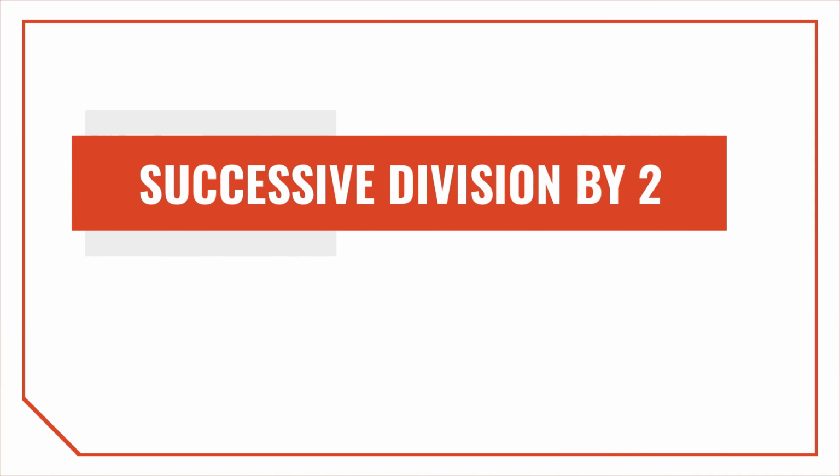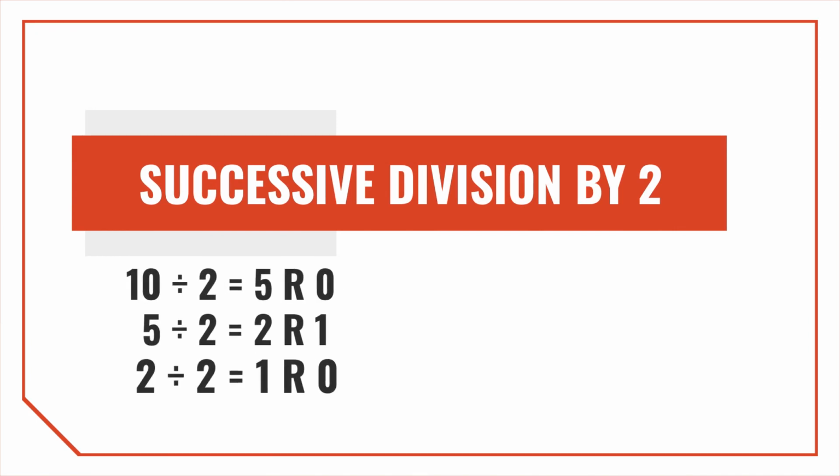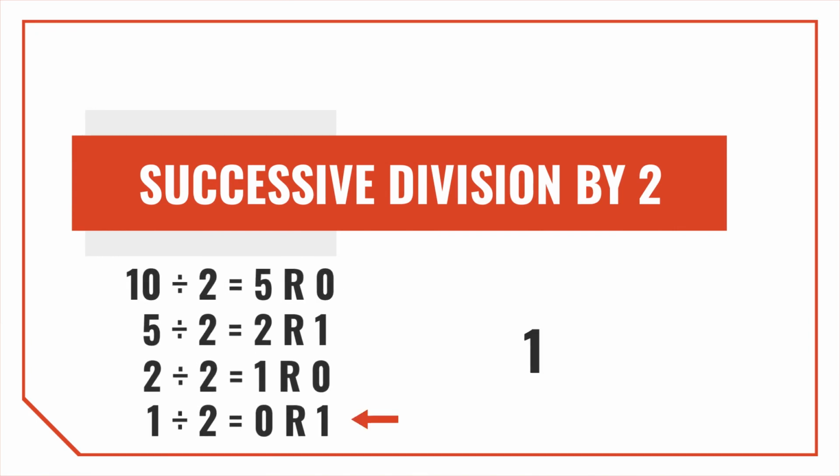To convert a decimal number to binary, you can use a method that's known as successive division by 2. To use this method, divide the decimal number by 2 using long division repeatedly until the answer is 0. The remainders that we found during this will be the binary number.